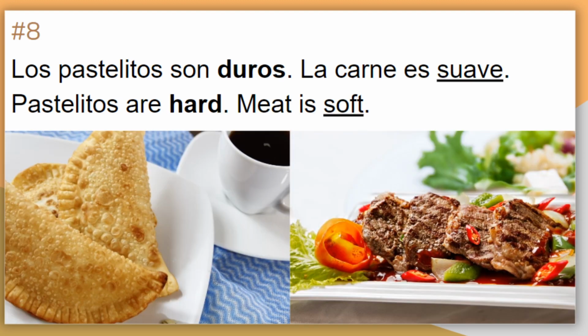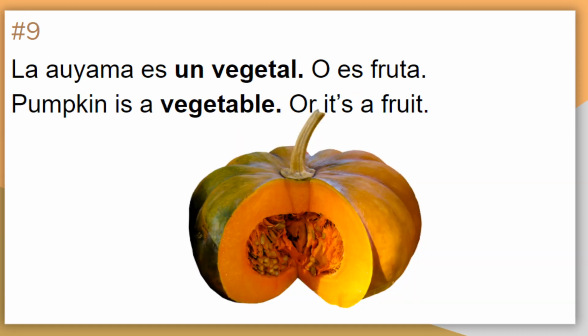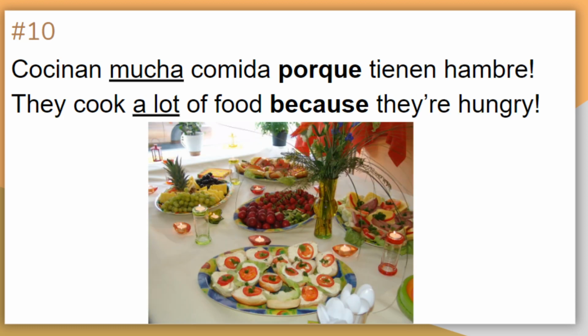Los pastelitos son duros. La carne es suave. Pastelitos are hard. Meat is soft. La auyama es un vegetal. O es fruta. Pumpkin is a vegetable. Or it's a fruit. Cocinan mucha comida porque tienen hambre. They cook a lot of food because they're hungry.